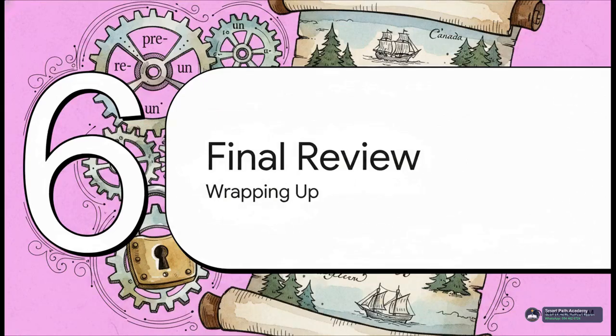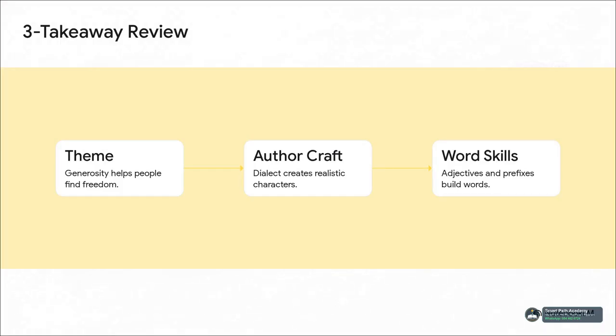And finally, number 6, final review, wrapping up. All right, here is your 3 takeaway review to lock all this in. Number 1, the theme. Generosity, community, and memory are powerful forces that help people move toward freedom. Number 2, author craft. We saw how using dialect brings historical characters to life, making them sound super realistic. And number 3, word skills. We mastered how adjectives describe nouns and how prefixes like pro, com, and con build really strong language.